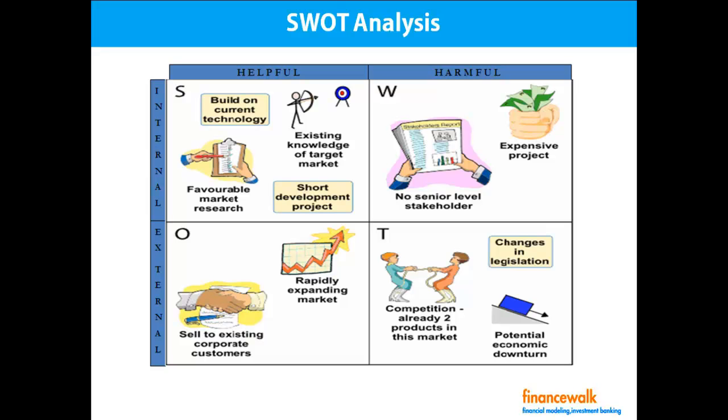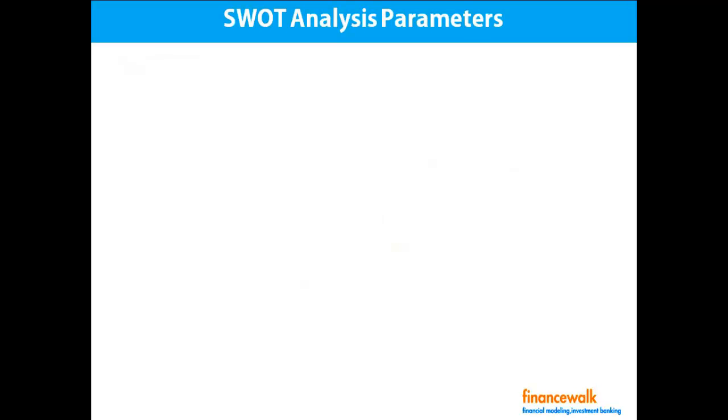For example, building on current technology, existing knowledge of target market, short development project, and favorable market research are some of the pointers of strengths of the company. Let's move to weaknesses. No senior level stakeholder or an expensive project could be some of the pointers of weaknesses of the company. Let's move to O. What is O? That is opportunities. Sell to existing corporate customers, or a rapidly expanding market could be some of the opportunities. And threats are competition, already two products in this market, and changes in legislation or potential economic downturn could be threats for the company.